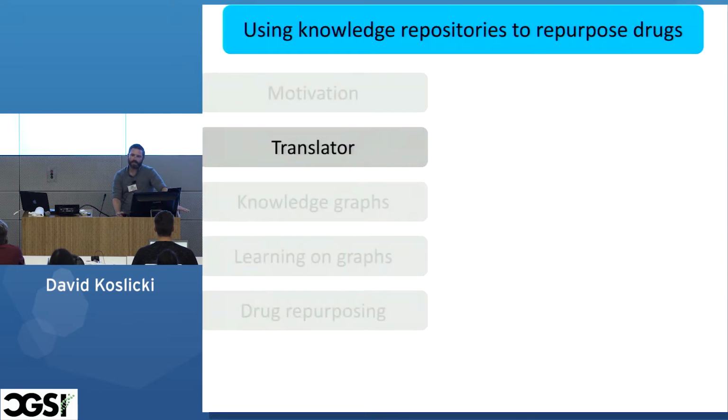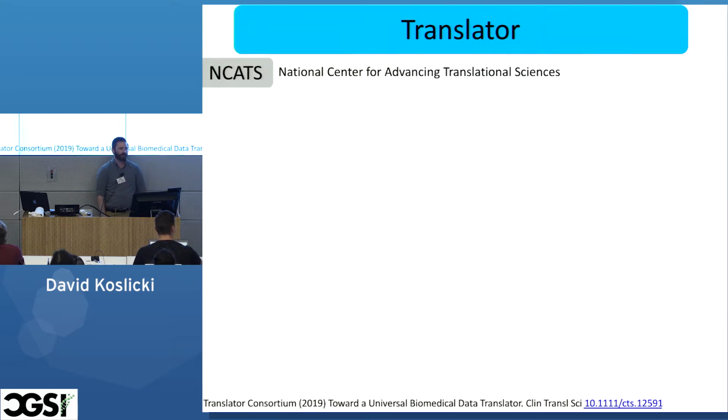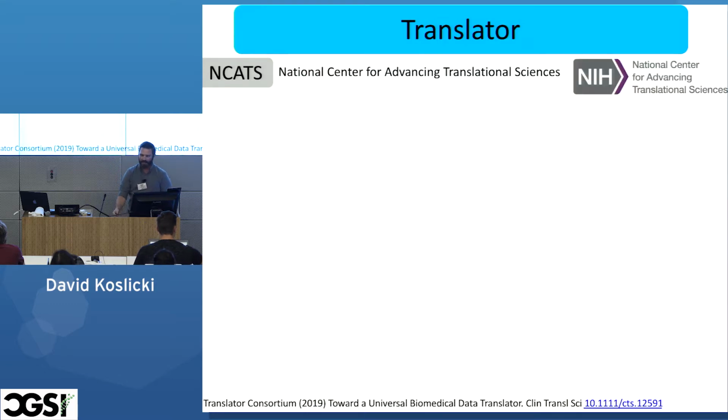So one effort is this thing called Translator. Translator is basically a project that is trying to integrate these different knowledge sources to be able to answer interesting biological questions. Translator is part of a project put on by the National Center for Advancing Translational Science, which is a mouthful. It's basically NCATS. It is one of the divisions of the NIH. So they basically took it upon themselves to have a large consortium project to try to do this problem of integrating these different knowledge sources.